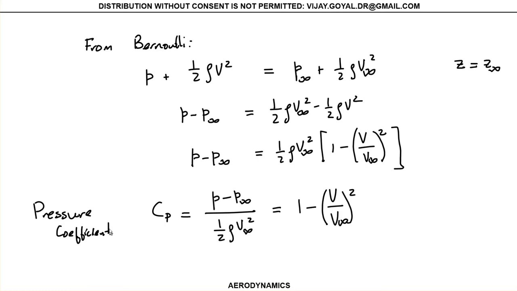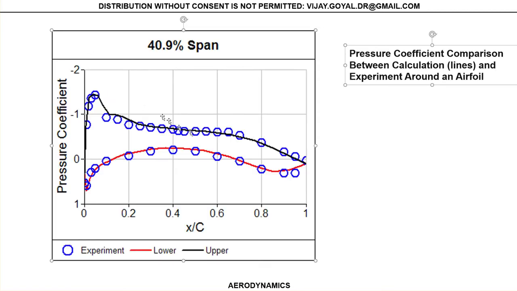To understand the importance of the pressure coefficient, we will learn that later. But basically, the pressure coefficient of a typical airfoil at 40% span, as an example, looks something like this. You can see that these are the test data, which are experimentally calculated. And these are the approximations that we do numerically, and they're pretty good. So this is the pressure coefficient at the upper surface and the bottom surface.